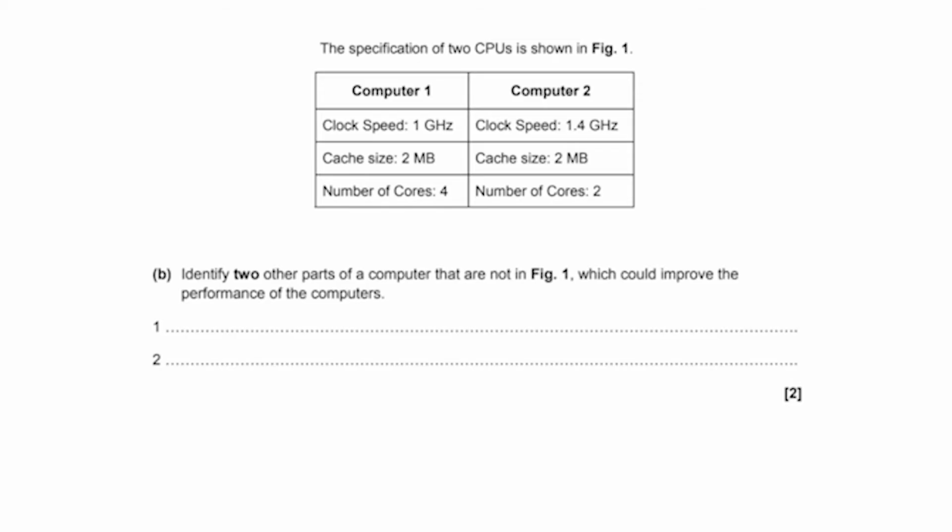Okay, so let's have a look at this exam question. The specification of two CPUs is shown in figure 1. There's figure 1. Part B, identify two other parts of a computer that are not in figure 1 which could improve the performance of the computers. So both of those computers in figure 1 are talking about the clock speed, the cache and the number of cores, so we can't have any of those to answer part B, but for today's lesson we've just done about RAM and we should know that increasing the RAM will improve the performance of a computer, so for one of the answers you can write RAM.